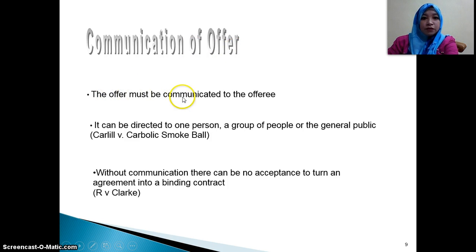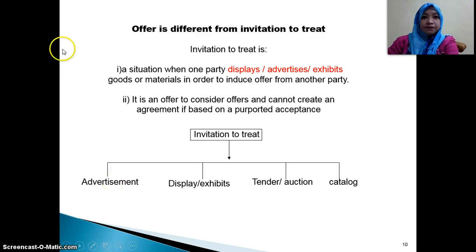The second element is called communication of offer. The offer must be communicated to the offeree. It can be directed to one person, a group of people, or also to the general public. Without communication, there can be no acceptance to turn an agreement into a binding contract. Refer to the R versus Clarke case.